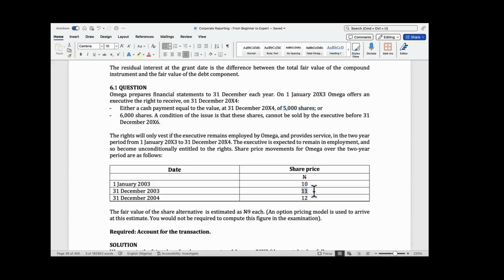That's 11 naira. Abi? That's 55,000. So 55,000 is the value of the debt component. That's the total value of the debt component. Now, how much would then be the equity component? The equity will just be the residual interest.